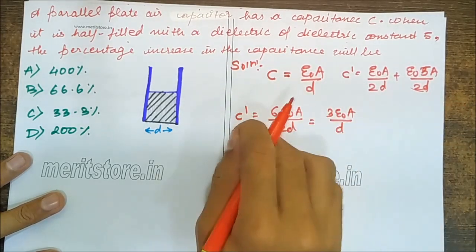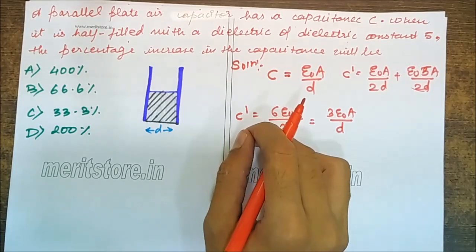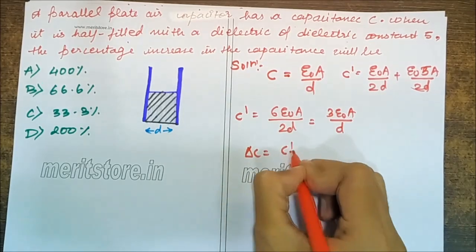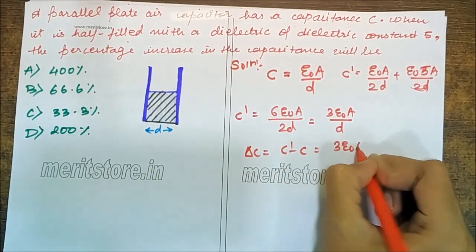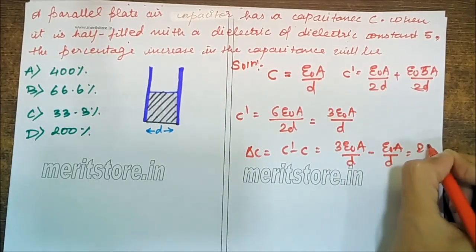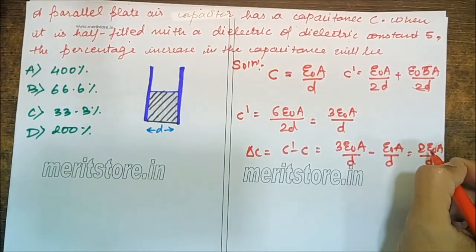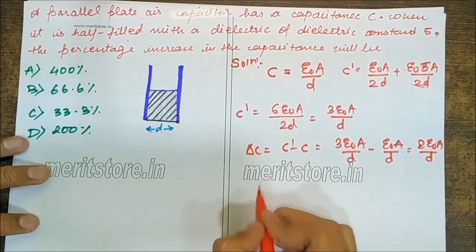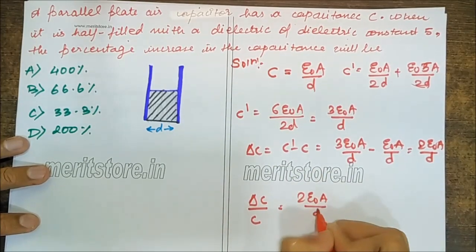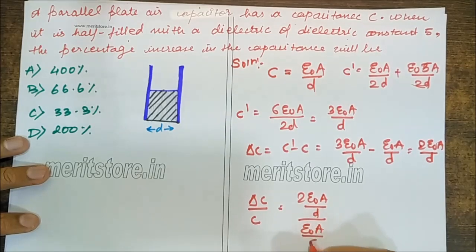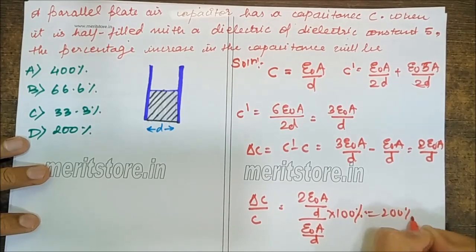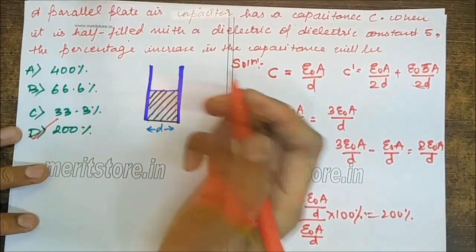Okay, so this is the final capacitance, and this will be the initial. So the total change in the capacitance will be C dash minus C, that is 3 epsilon naught A upon D minus epsilon naught A upon D, that is 2 epsilon naught A upon D. So the percentage change in the capacitance will be delta C upon the original C, that is 2 epsilon naught A upon D upon epsilon naught A upon D multiplied by 100. That gives you a 200% increase in the capacitance. So D is the correct option.